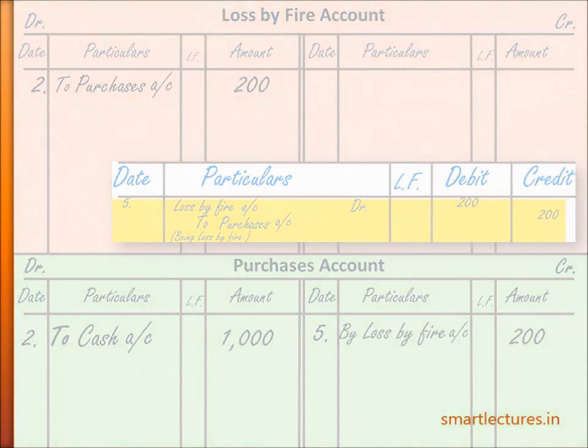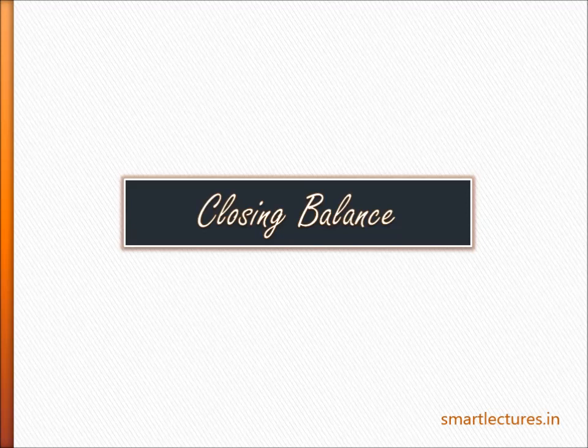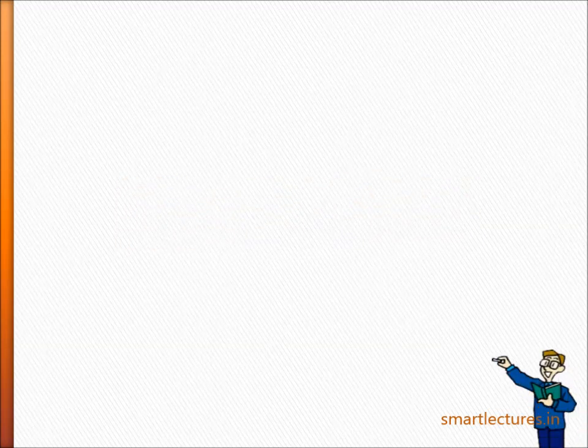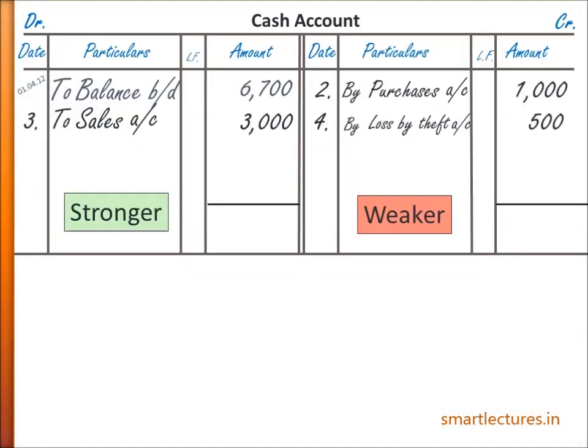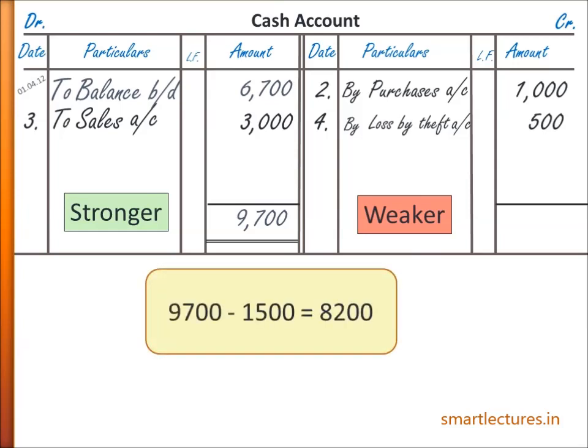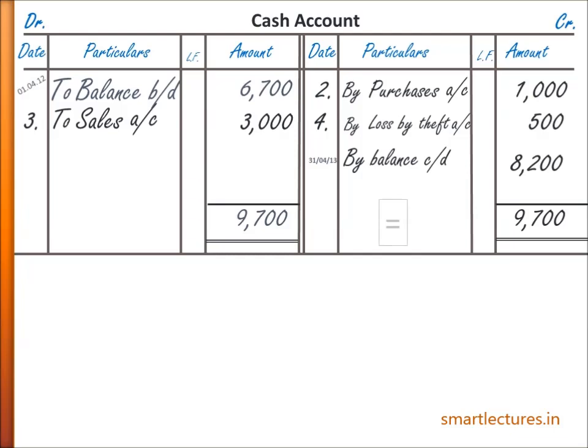So what will be our next step? The next step is to find out the closing balances of each and every ledger. Closing balance means the balance c/d or the balancing figure of each and every account. So let's move to cash account. The total on debit side is 9,700. So what will be the by balance c/d? By balance c/d will be 8,200 rupees. Now the total on both sides 9,700.